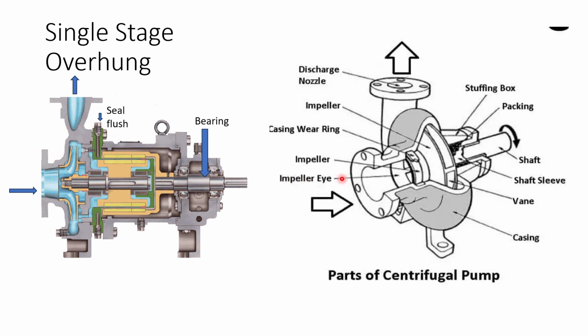On the right-hand side we can see the other components. This is the impeller eye, this is the impeller, this is the casing wear ring, this is the impeller. Here we can see there is a shaft sleeve to put the gland packing or the mechanical seal. This is the casing of the pump. The shaft packing is put in the stuffing box, and this is the alternate nozzle of the pump.